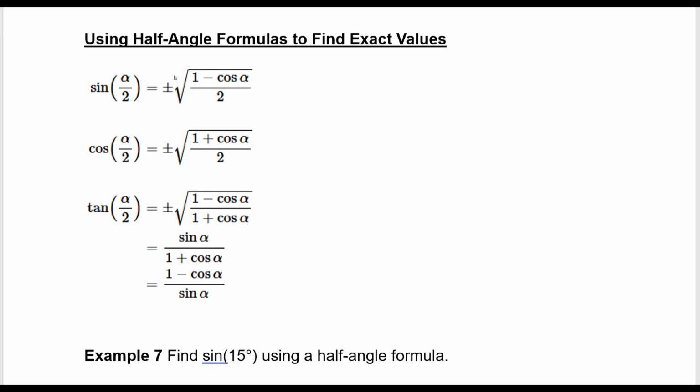What's the other point? Oh, the plus or minus. So you need to look at which quadrant you're in for the half angle. What quadrant is this sine of alpha over 2 lying in, to know if it's positive or negative? Same thing for cosine, same thing for tangent.